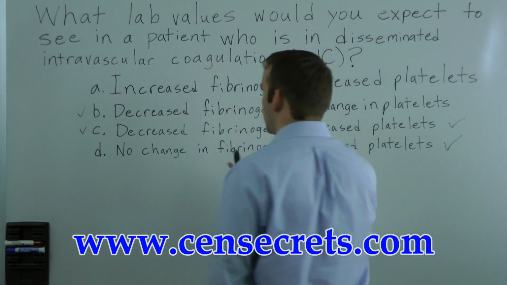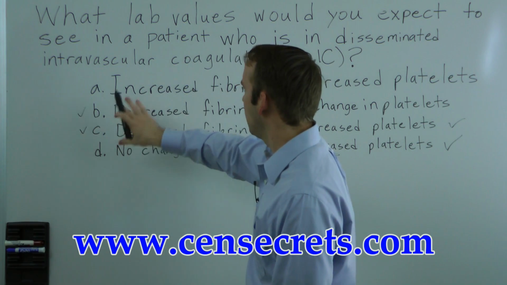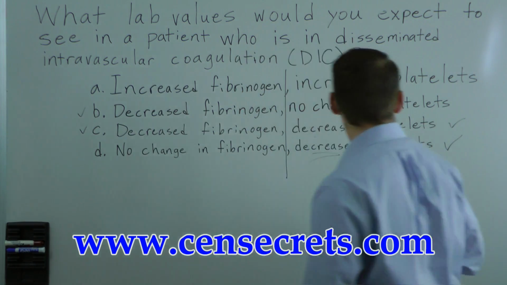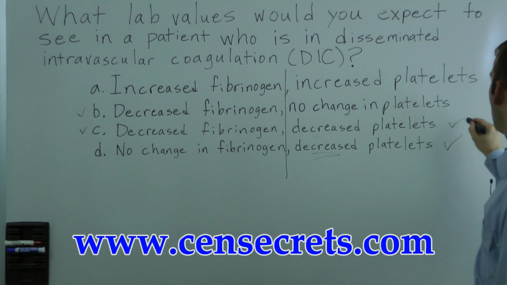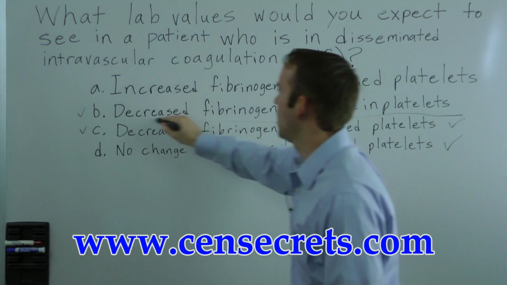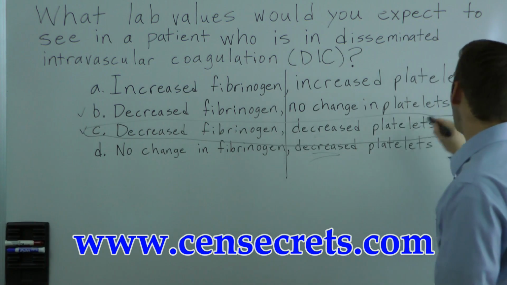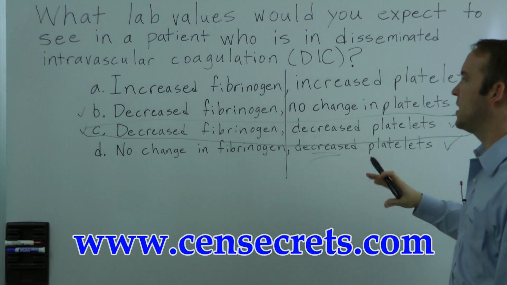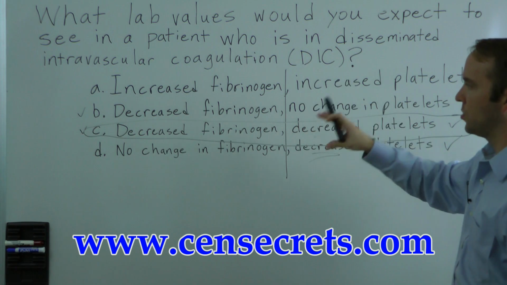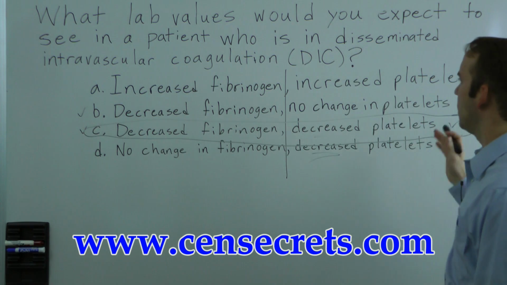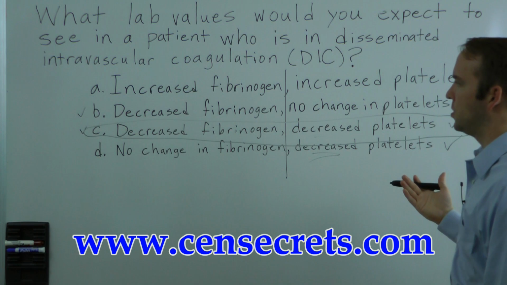So if we come over here and we say, well, B and C have the majority here, and then C and D have the majority here, then that leaves us with C as being the answer choice that contains more of the majority answer choices out of the ones you have to choose from.